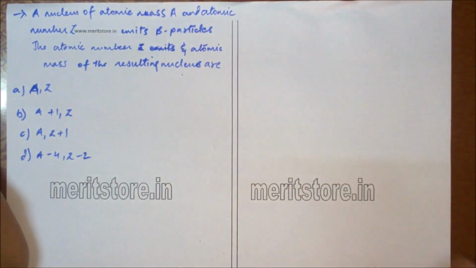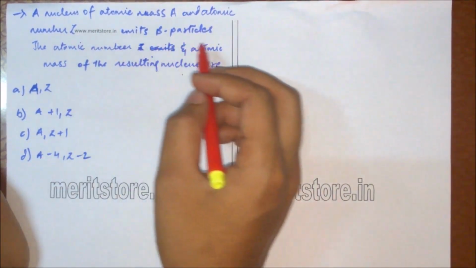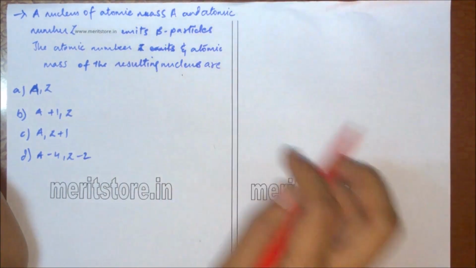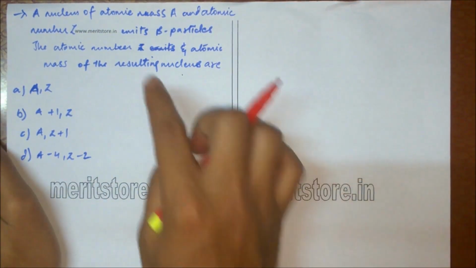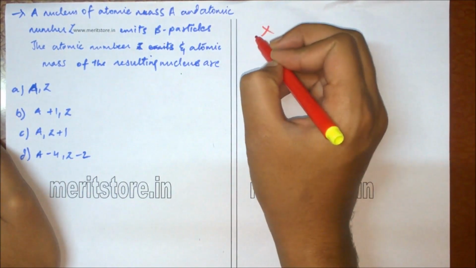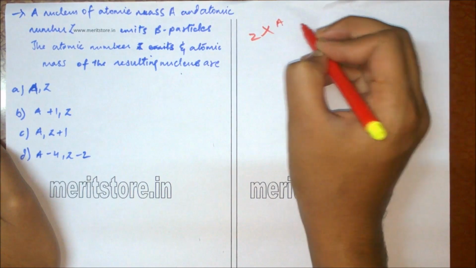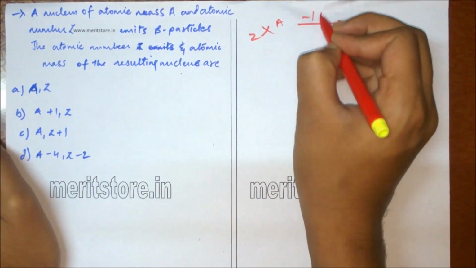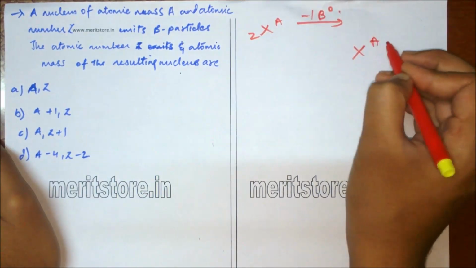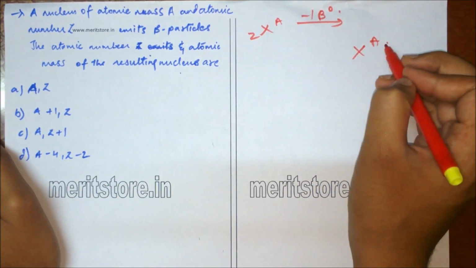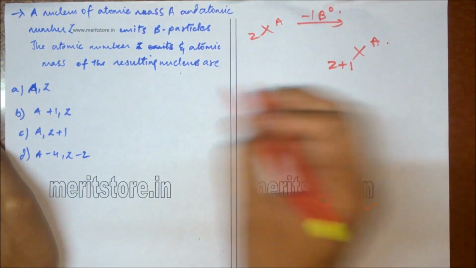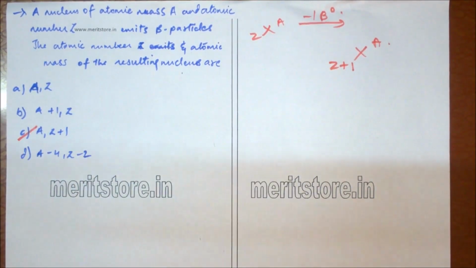A nucleus of atomic mass A and atomic number Z emits a beta particle. The atomic mass number of the resulting nucleus is? So we have to find the Z and the atomic mass. X is the element, with Z and A. One beta emission occurs, so it will lead to X with A. There will be no change in the atomic mass and the atomic number will be Z plus 1, as the negative charge is removed. So option C is the correct answer.